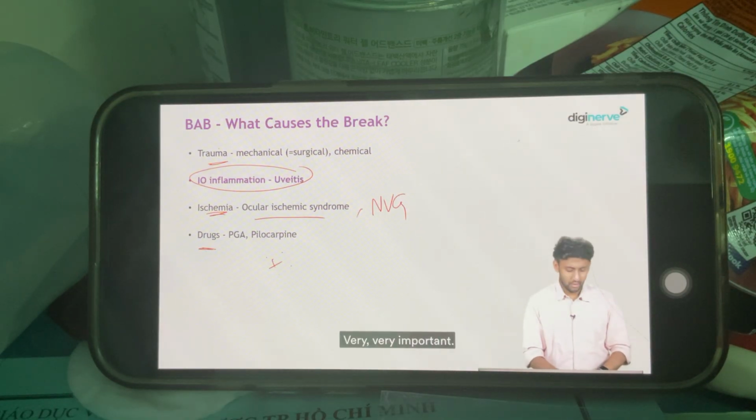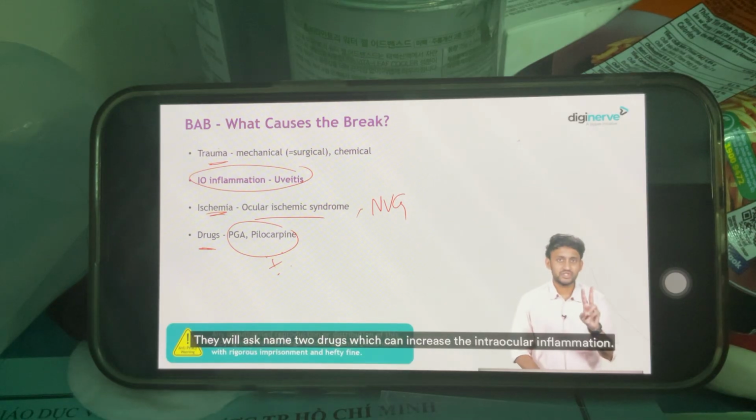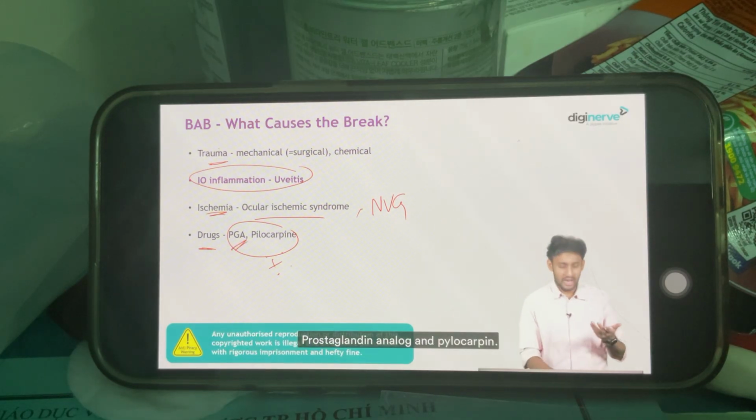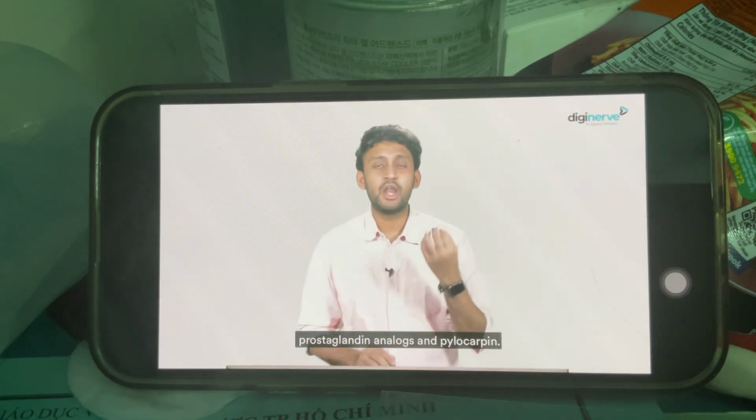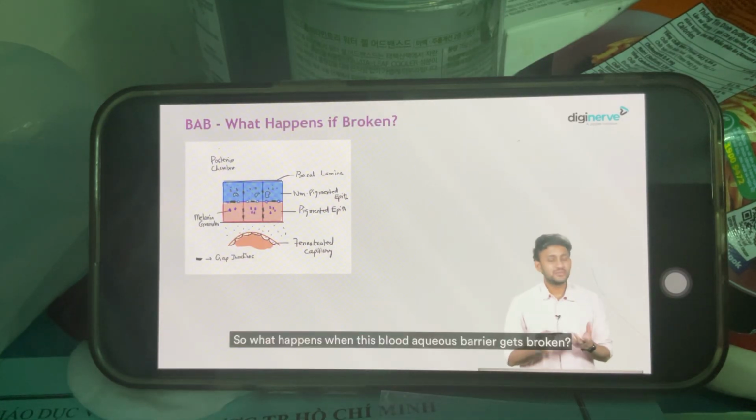Usage of drugs, very important, commonly asked exam question. They will ask, name two drugs which can increase the intraocular inflammation. Prostaglandin analog and pilocarpine. Remember two P's which can cause uveitis or AC reactions: prostaglandin analogs and pilocarpine. So what happens when this blood aqueous barrier gets broken?